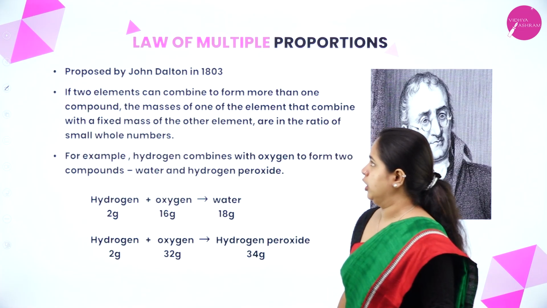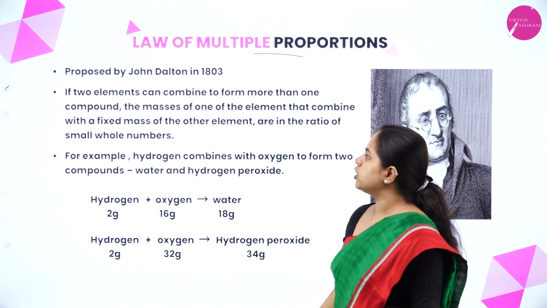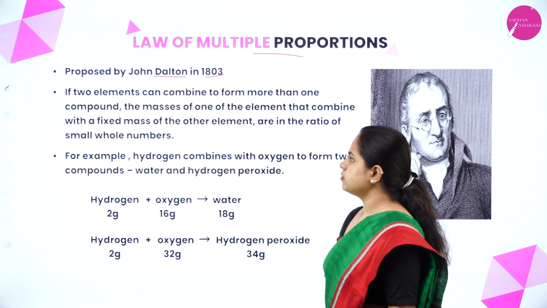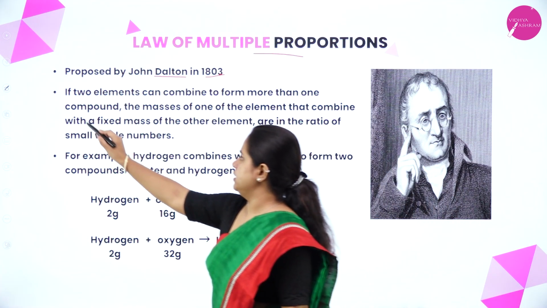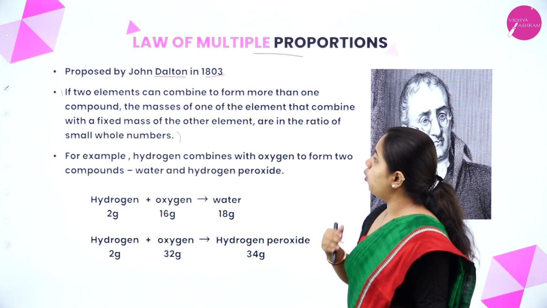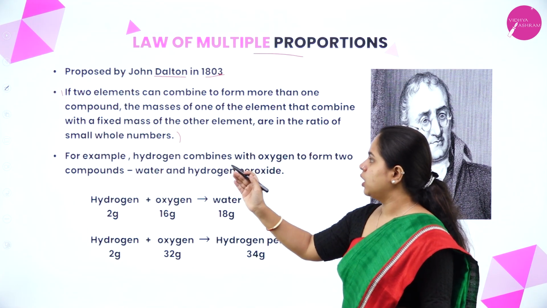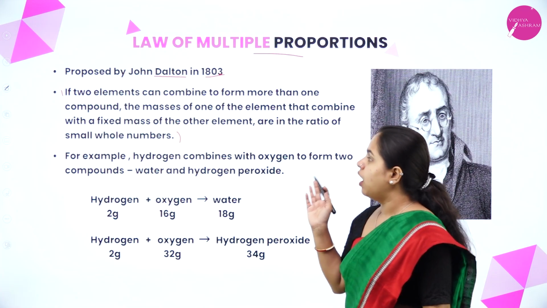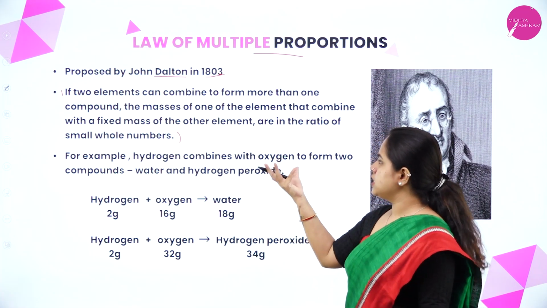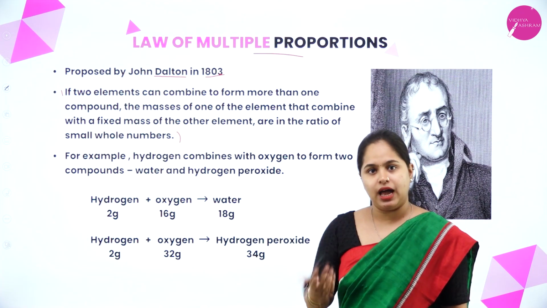Now let's move on to the third law, that is the law of multiple proportions. Now this law was proposed by John Dalton in the year 1803. So the statement for the law is, if two elements can combine to form more than one compound, the masses of one of the elements that combines with the fixed mass of the other element are in the ratio of small whole numbers. Yes, so this statement or definition might be a little confusing. So let us take an example and clarify it.